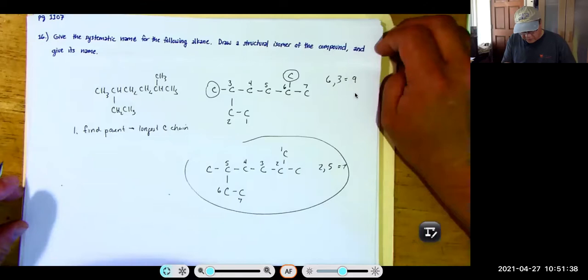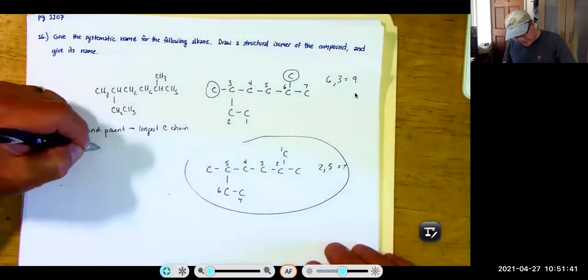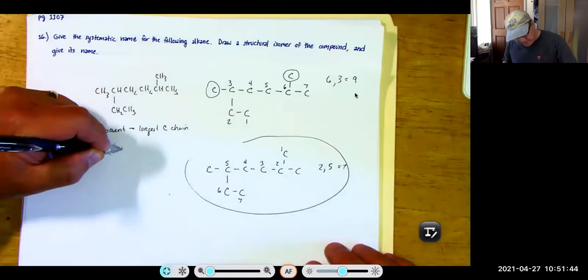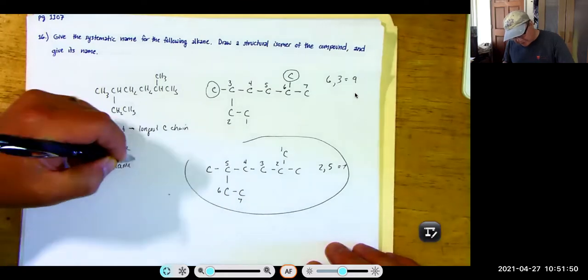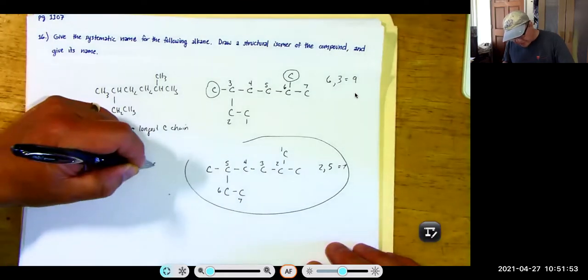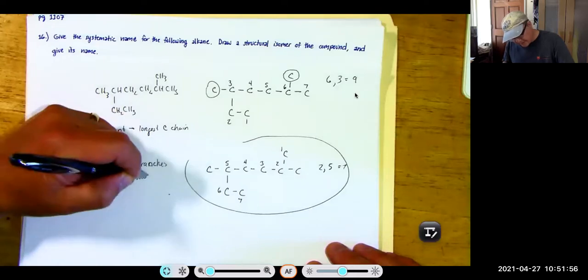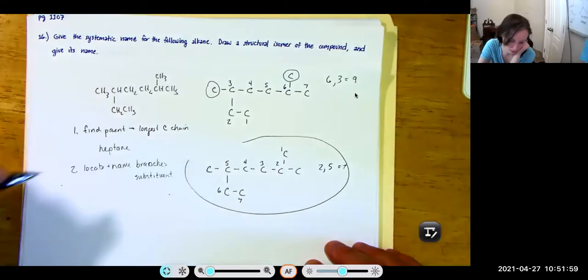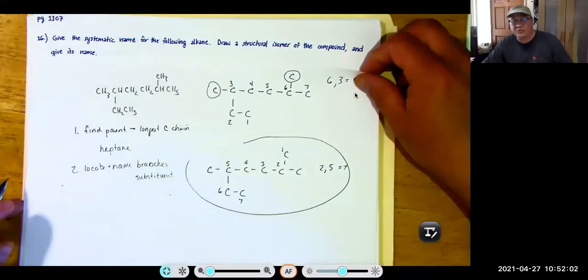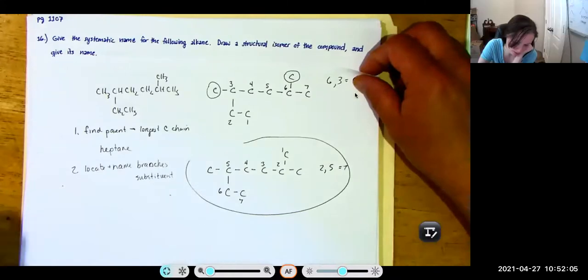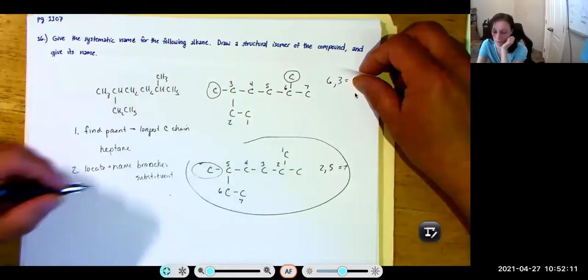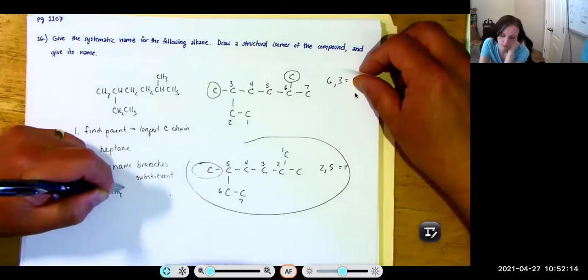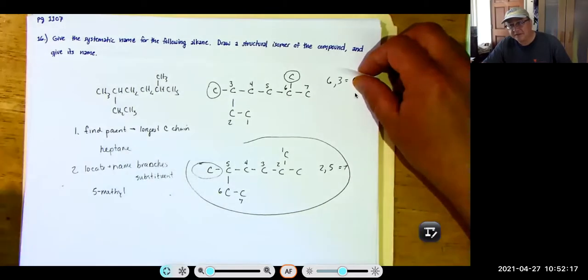Okay, so we found the longest chain, it's 7, so that means heptane. And then we want to locate and name the branches. Branch is another word for substituent. Locate and name the branches. Yeah, I call them branches. It's just easier than substituent. Okay, so we did that. So here, this is a substituent on number 5, right? That's a 5-methyl, right? Well, how many carbons is it? 1. So a 1 carbon is a methyl, 2 is ethyl, 3 is propyl.